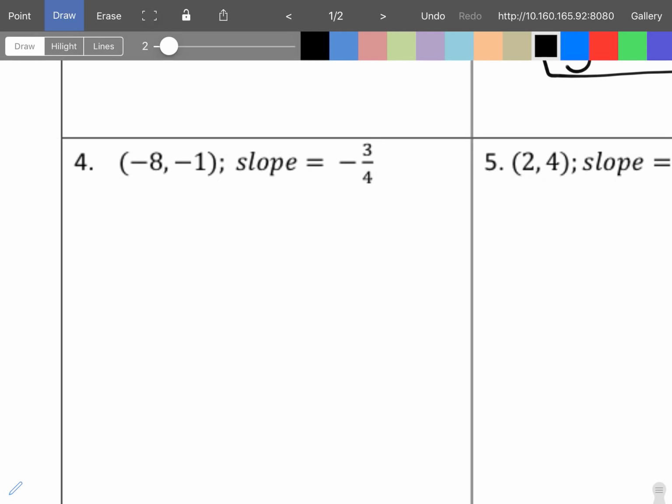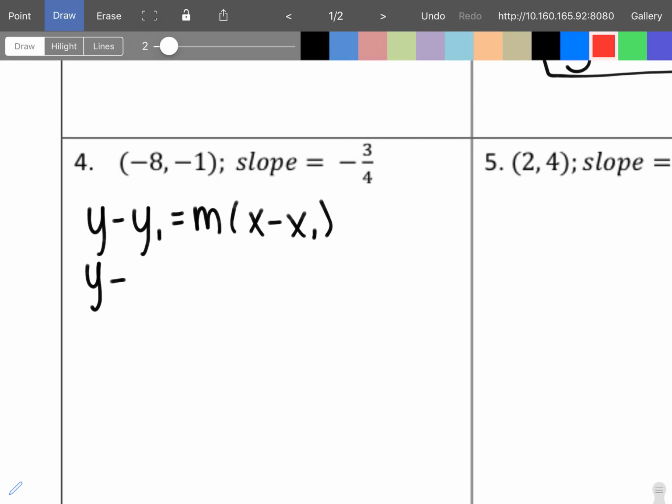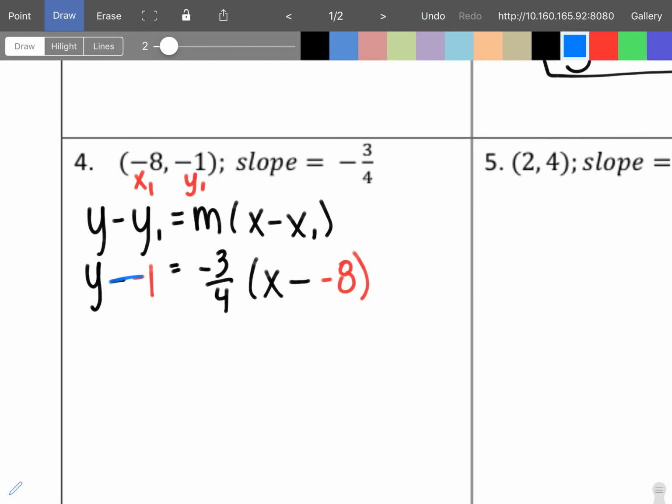Okay. y minus y1 equals m times x minus x1. Let's plug in. So y minus, now my y1 is -1, equals, my slope is -3/4 times x minus, my x1 is -8. Okay, so now add that. Do you see when there's two negatives next to each other, you always make them a plus sign.